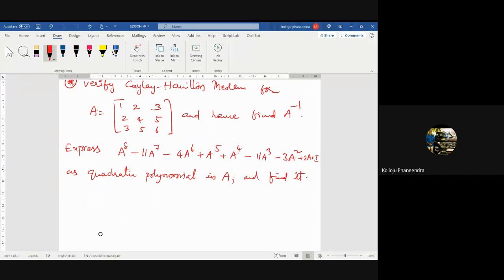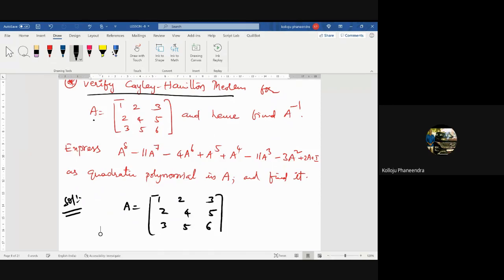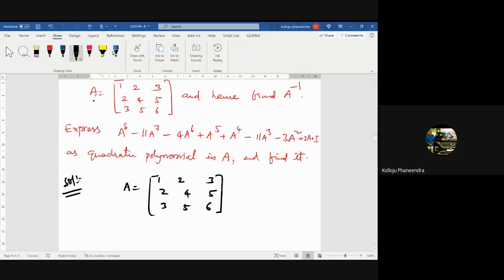This is the question. So first, what I have to prove? Verify Cayley Hamilton theorem. First question. Let me write. First matrix A is what? 1 2 3, 2 4 5, 3 5 6. What does the Cayley Hamilton theorem give?